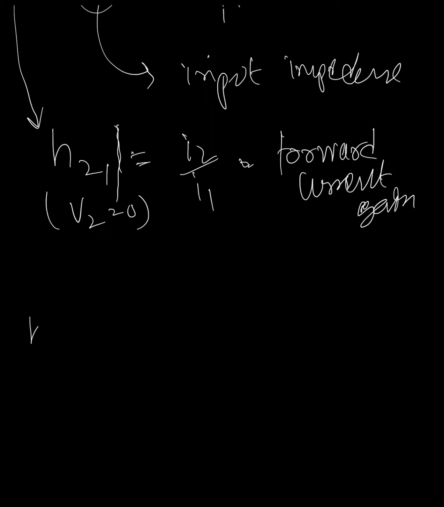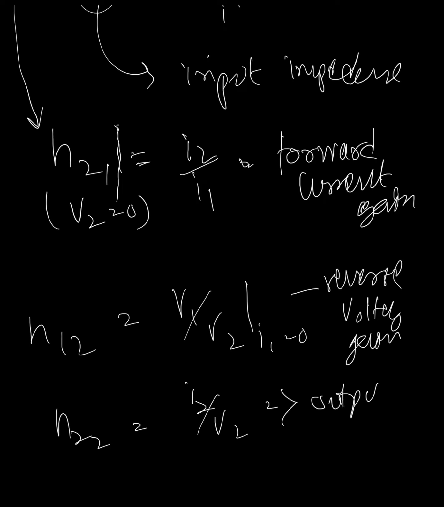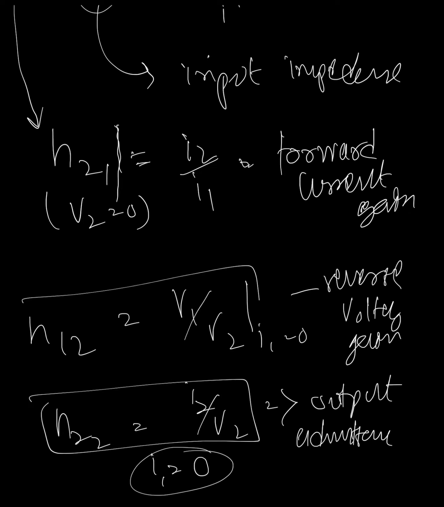Now H12 simply will give V1 by V2 when I1 is equal to 0, reverse voltage gain, and H22 will give us output admittance, and this will be when I1 is equal to 0.